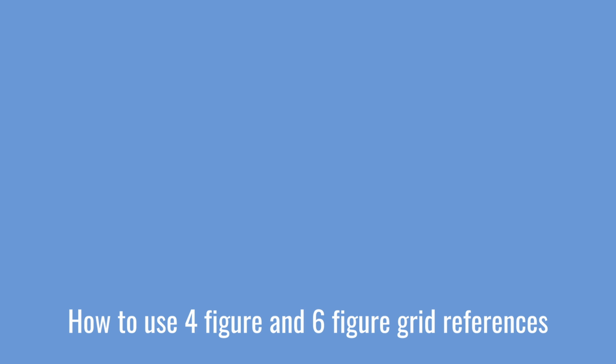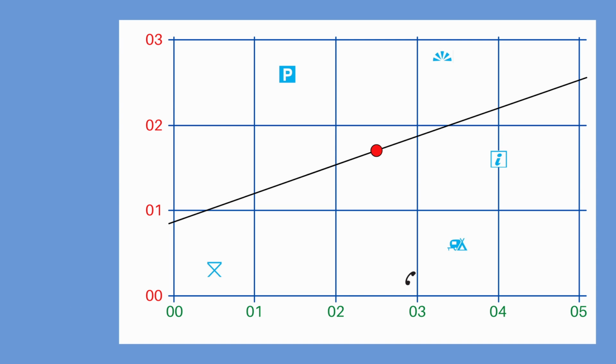This video will explain how to use 4-figure and 6-figure grid references. Here we have a section of a map with symbols showing the location of some features. You will notice there is a grid of squares on the map, with each line numbered around the edge. I have coloured the numbers green and red to help us today, but usually they will both be one single colour. Grid references are the numbers that give the position of a grid square and make it easier to find features on a map. Let's start with 4-figure grid references.